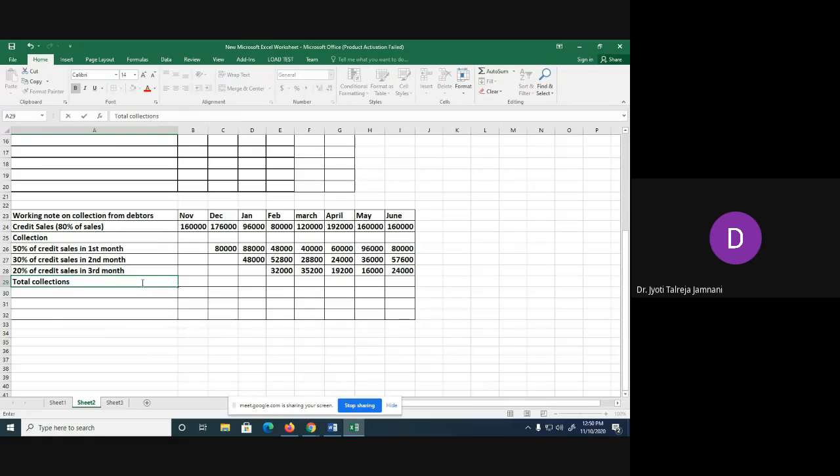Can anybody tell me why for Jan we don't have anything here in the third month, or in the 20% of credit sales? Ma'am, they have asked for the second month and third month, right? So if October was given, then I would have had something here also, because for October, the first month is November, the second month is December, the third month is Jan. Because October is not there, we don't know the third month value here. So we are only going to take whatever we have. So we'll just total it.